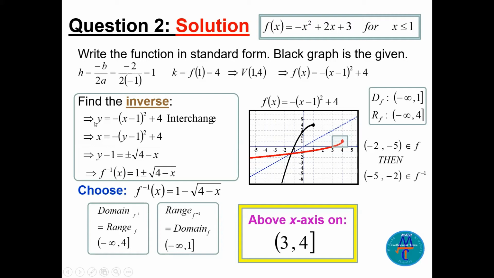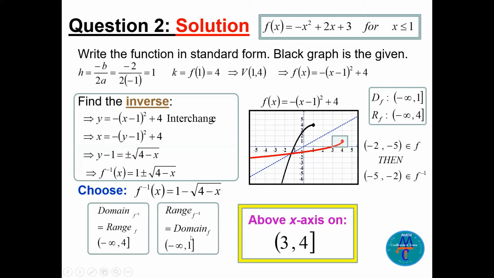To find the inverse, we can use the same 4 steps as in question 1a and 1b. We will get the inverse 1 plus or minus square root of 4 minus x. We have to decide which one is the correct inverse. So we can check that the domain of the inverse will be the range of f. The range of f, this is the f here, will be minus infinity until 4 closed.